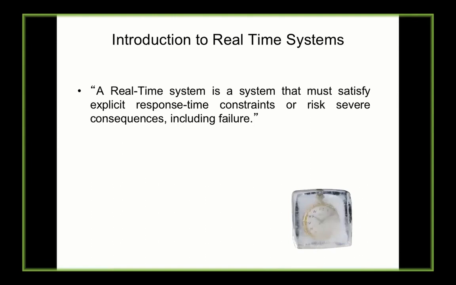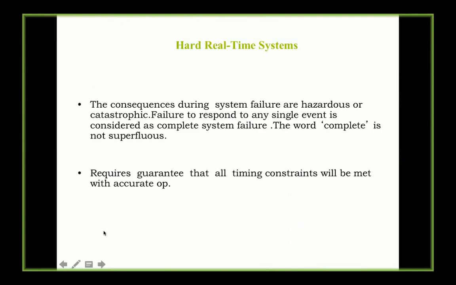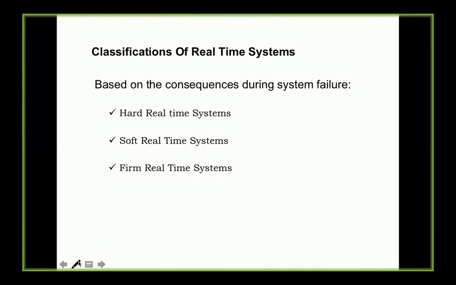And this includes the failure aspects which we have written. This failure is the point of categorization, guys. So based on failures, there are 3 types of real-time system. One is referred to as a hard real-time system, another is referred to as a soft real-time system, and another is a firm real-time system.